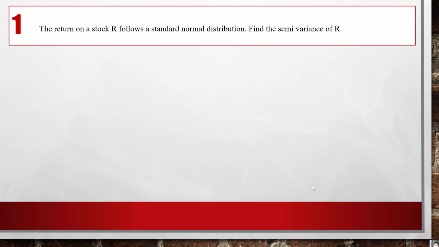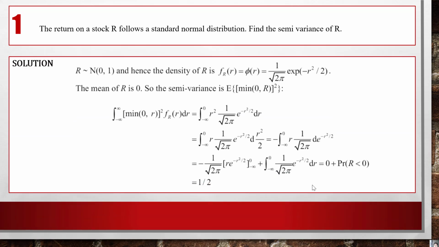The return on a stock R follows a standard normal distribution. Find the semi-variance of R. So here R follows the standard normal distribution, so the density function should be 1 over square root of 2 pi times exp of minus R squared over 2. The mean of R is 0 because this is a standard normal distribution. So the semi-variance is the expected value of the minimum between 0 and R, whole squared. Because the mean here is 0, R subtract 0 is just R.